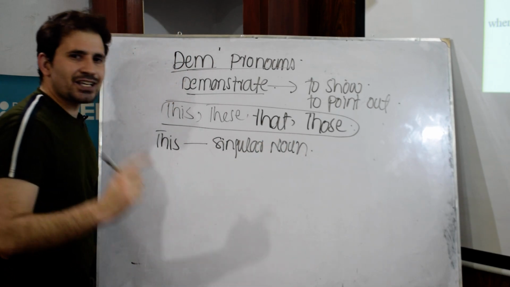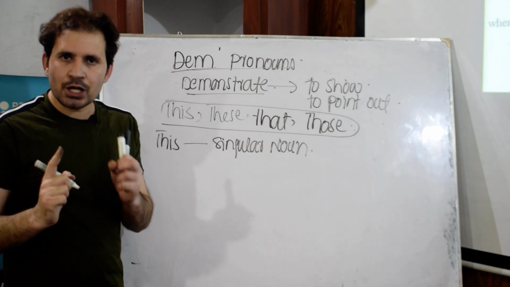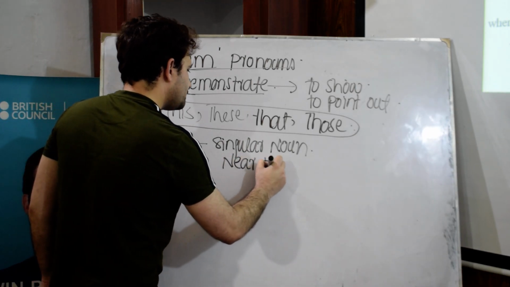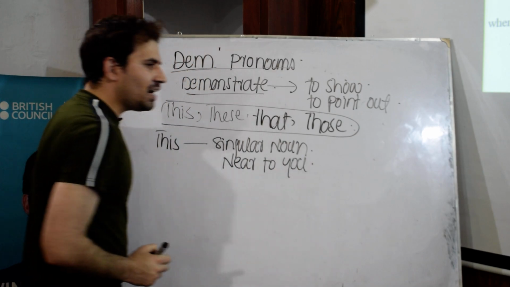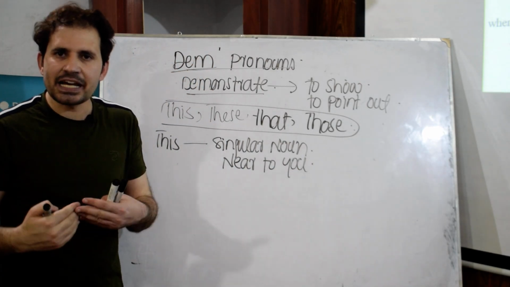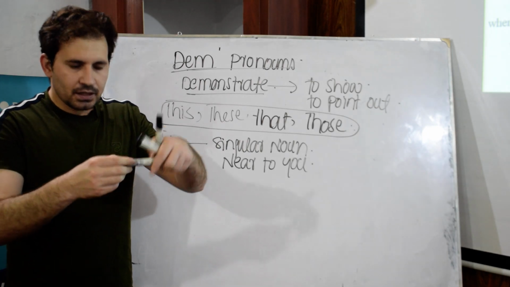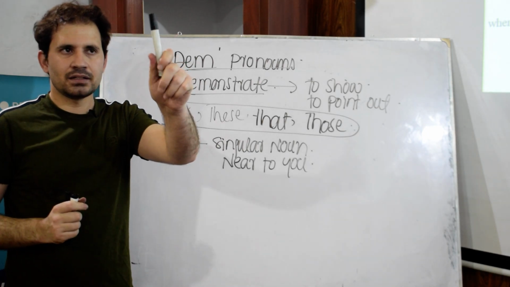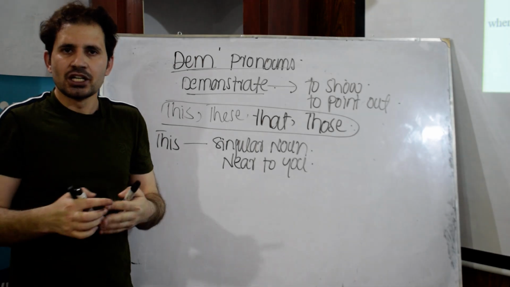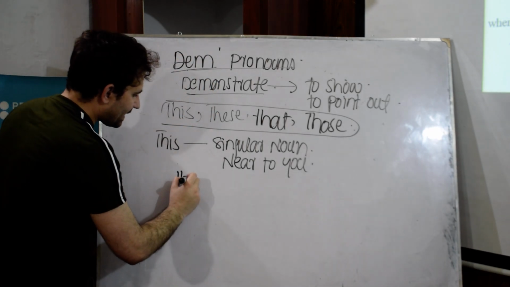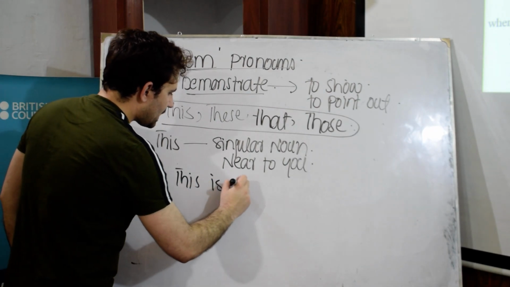When a noun is singular, and when a noun is near to you. Whenever a noun is one and it is near, we use what? We use this. For example, it's one marker, it's one and it's near to me. So what I can say, this is a marker.